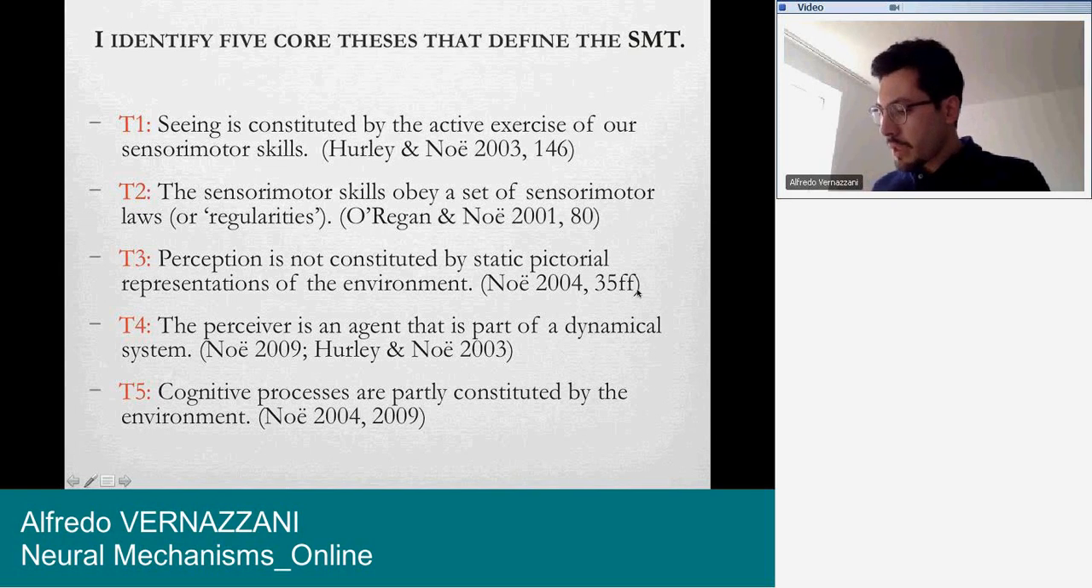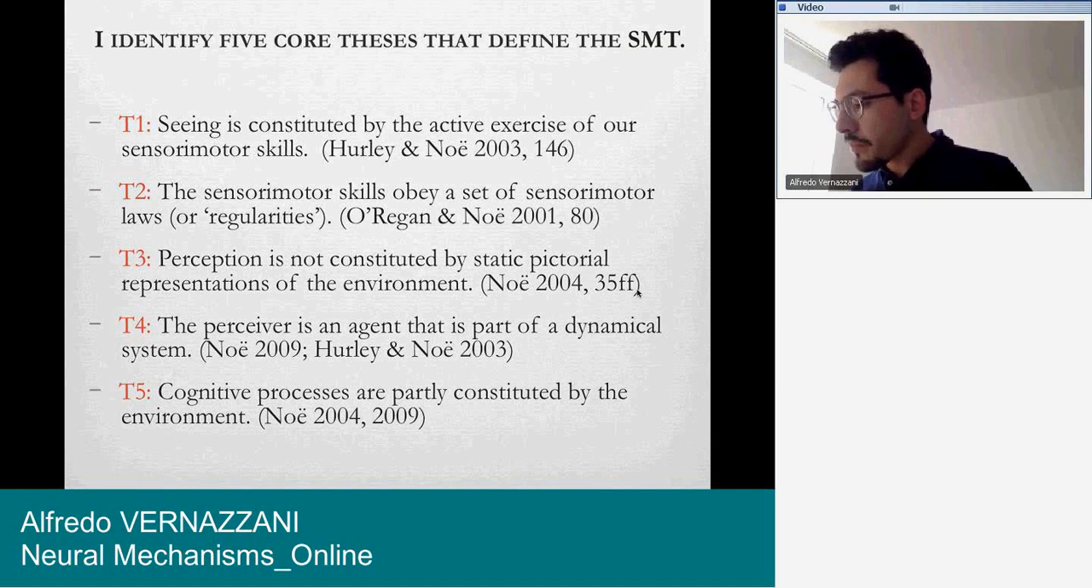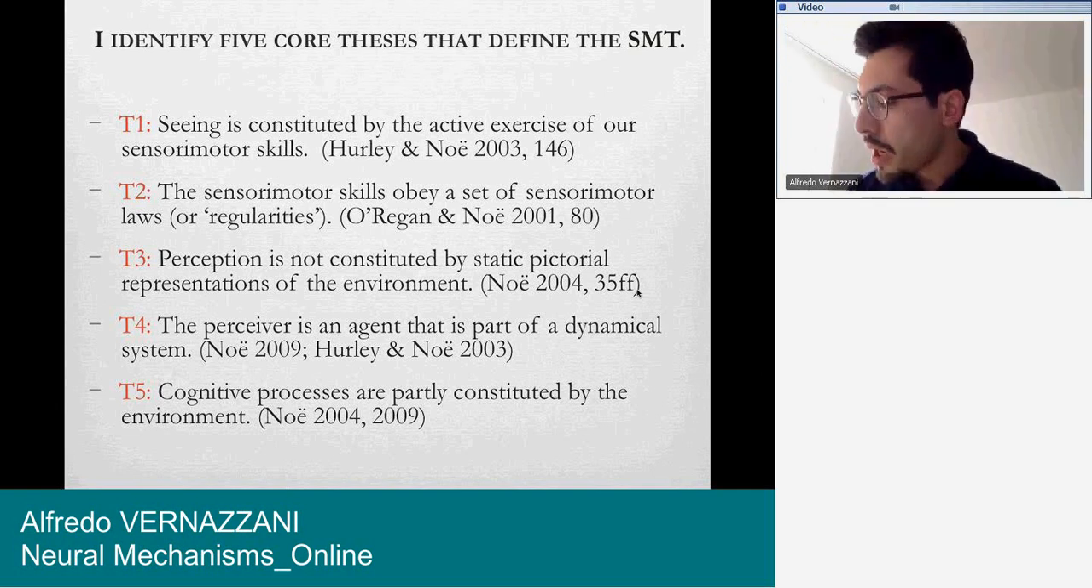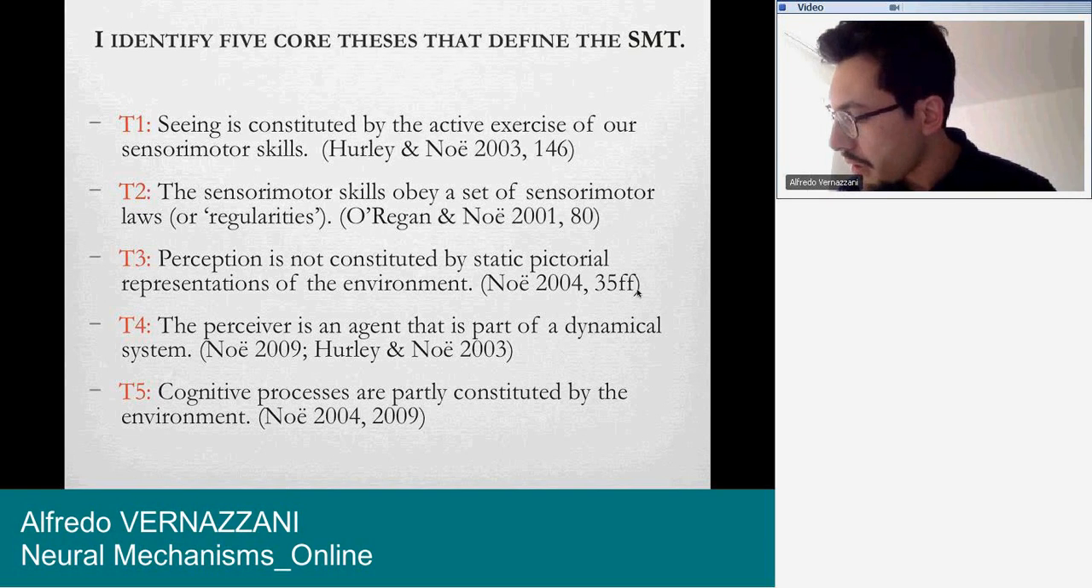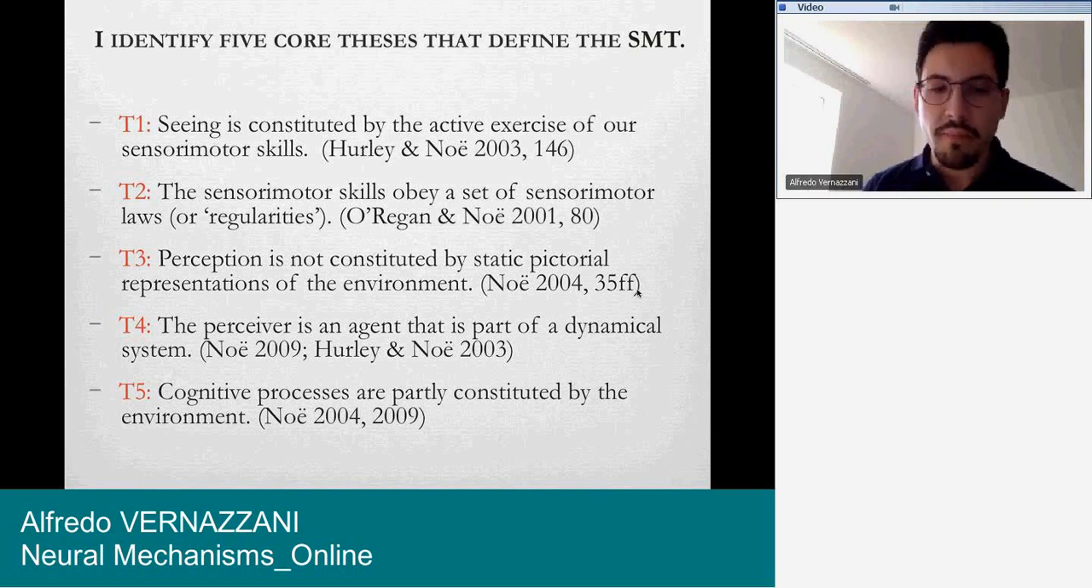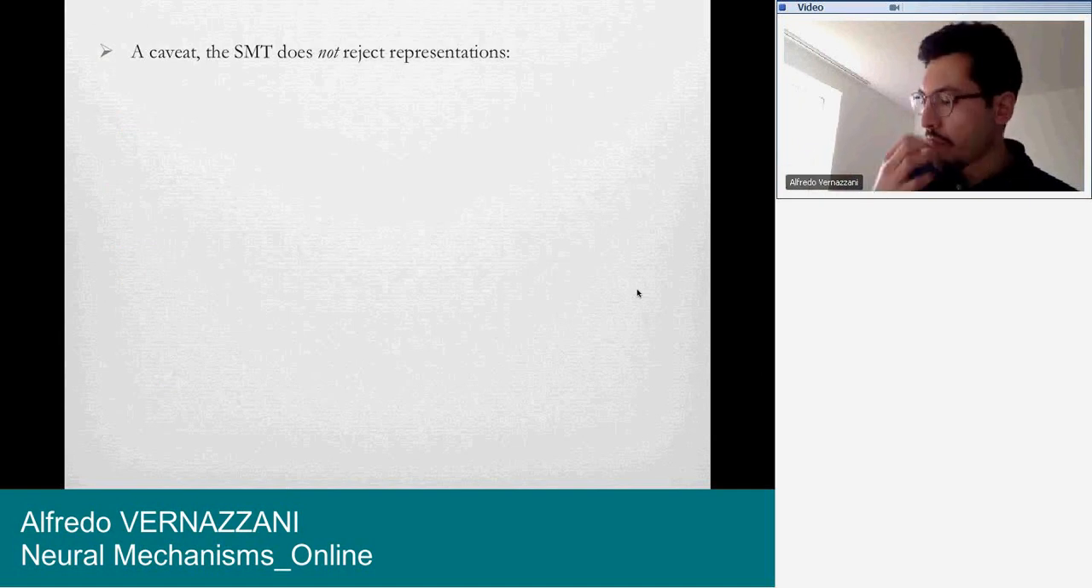Well, regarding this fifth thesis, as a kind of textual evidence, this would support a version of vehicle externalism. In different passages, the authors stress that cognitive processes are partly constituted by the environment. Okay, now let's move on a little bit and focus on the problem of representations.